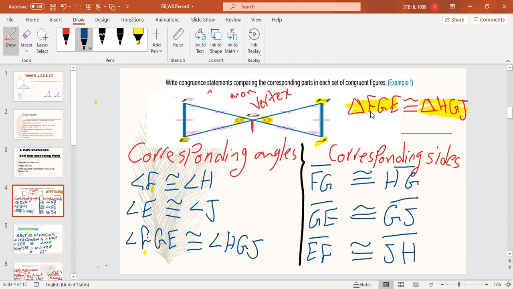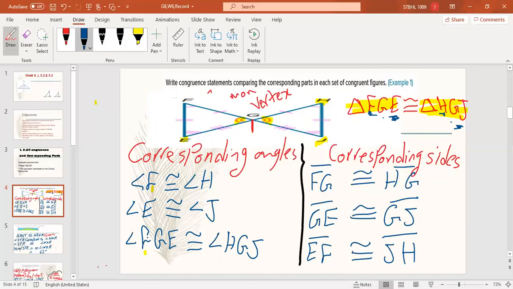Triangle FGE is congruent to triangle HGJ. So directly from the order of letters, angle F is congruent to angle H. And angle G, which is the vertex here, which is FGE, is congruent to angle HGJ. And finally, angle E is congruent to angle J.